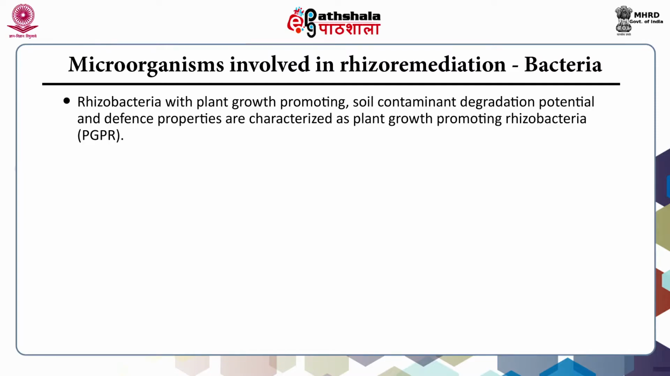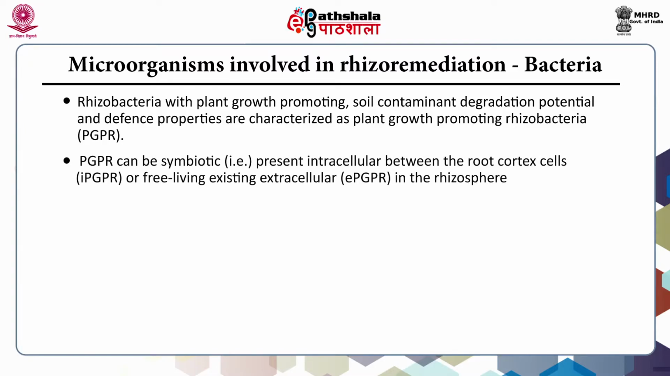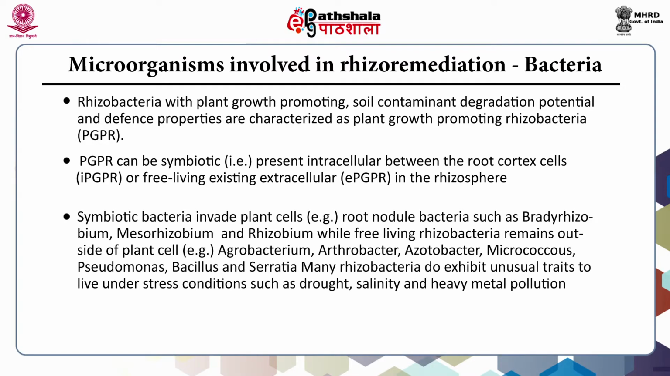Now, these bacteria possess a symbiotic relationship and are generally present intracellularly between the root and the cortex cells of the root. Sometimes they are also free living and exist extracellularly. When it is associated with the internal tissues, it is called internal or intracellular plant growth promoting rhizobacteria. When it is free living and present outside, it is called extracellular plant growth promoting rhizobacteria. The symbiotic bacteria invade the plant cells. One example is the root nodule bacteria, which enter the root cells and form a nodule-like structure, which is a common feature of leguminous plants.